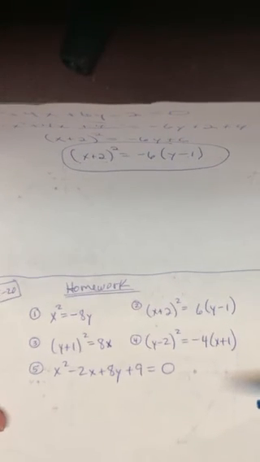So hit your pause button, copy down these 5 problems, graph the first 4, get the fifth one into standard form. So we've done circles, ellipses, hyperbolas, and now parabolas. Tomorrow on Thursday, we're going to end the chapter with a system of equations, a system of conics.